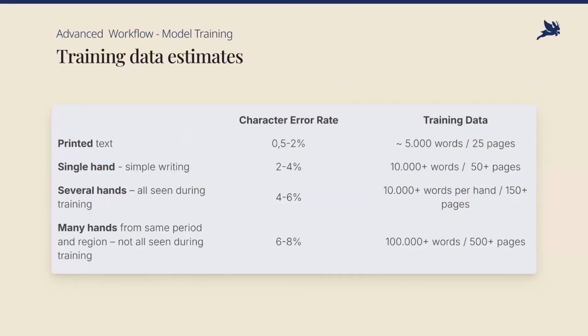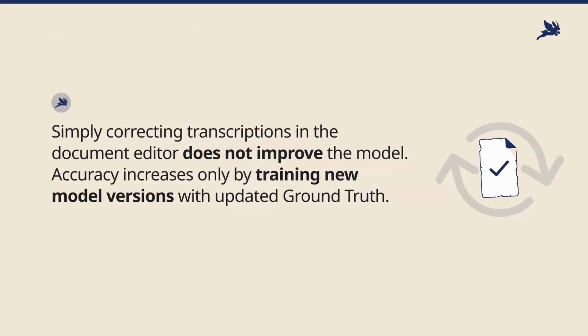We recommend looking for a character error rate of 0.5 to 2%. If you have one single hand, aim for a character error rate of 2 to 4%. With several hands, we recommend around 50 pages per hand. Generally, we say to aim for a character error rate below 10%.